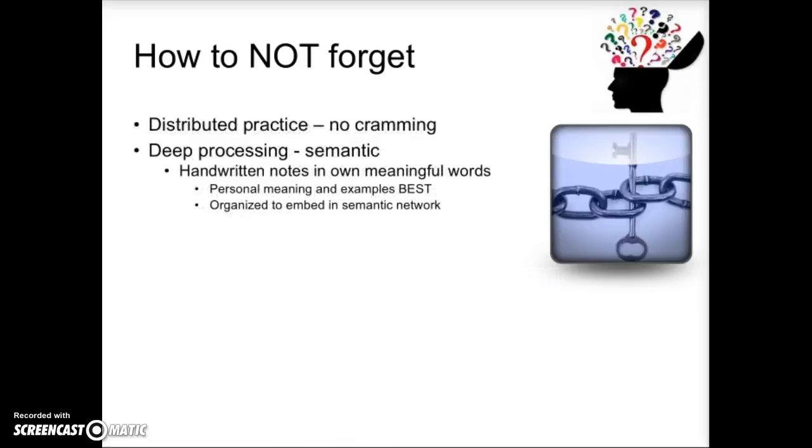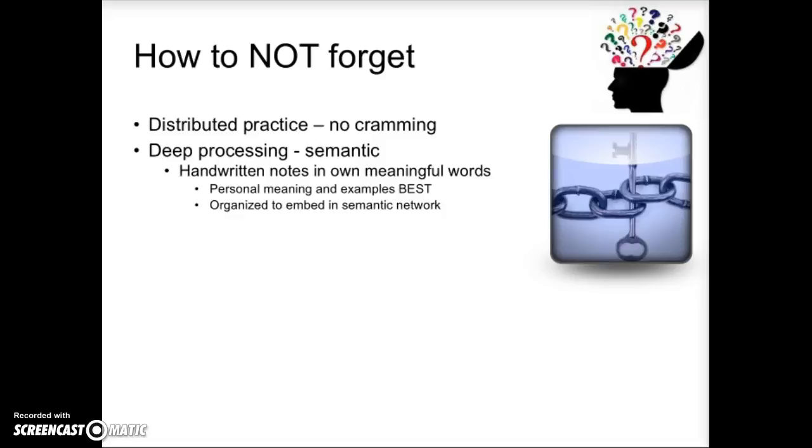We also need to do deep processing. So you have to do that semantic deep processing. Now it turns out that if you handwrite your notes versus typing them, you do deeper, more semantic encoding. That's because as a typer, I can turn myself into basically a stenographer where I'm just retyping what I'm hearing or reading off of a page without doing any encoding.